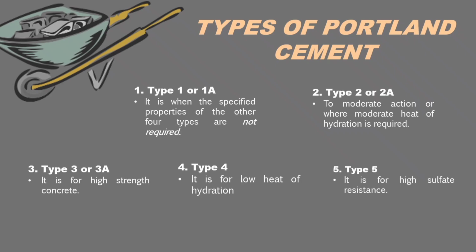We have type 1 or 1A, used when the specified properties of the other four types are not required, and type 2 or 2A for moderate action or where moderate heat of hydration is required. Type 3 or 3A is for high strength concrete. Type 4 is for low heat of hydration, and type 5 is for high sulfate resistance.